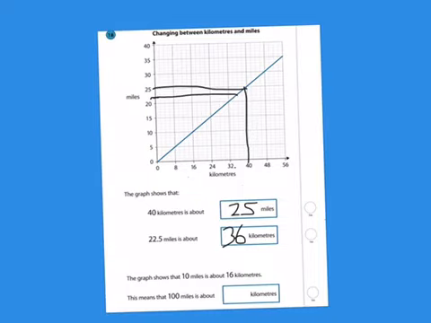The graph shows that 10 miles is about 16 kilometres. This means that 100 miles is about, well, it's got to be 10 times more, 160 kilometres.